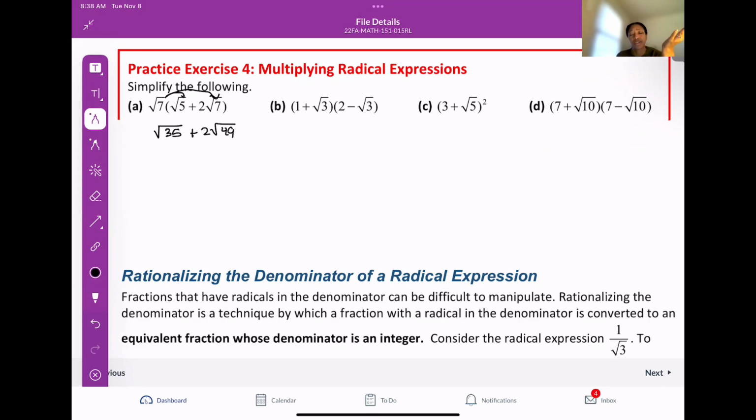Or another way you can do this is if you multiply a radical by itself, the radicals cancel out, you just get the number that's underneath. That's the square root of 35 plus 2 times the square root of 49, which is 7. So we get the square root of 35 plus 14. Normally, when we write our answers that include a radical and a whole number, we write the whole number first and then the radical second. So 14 plus the square root of 35.